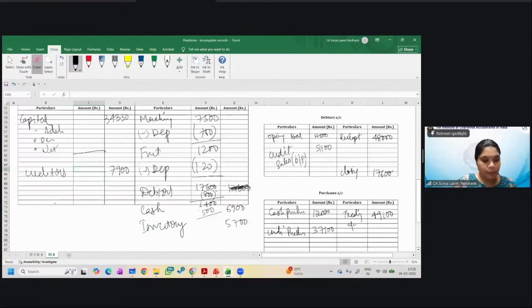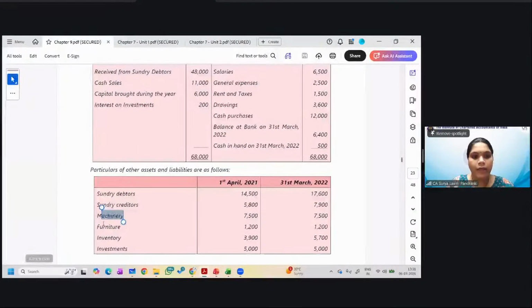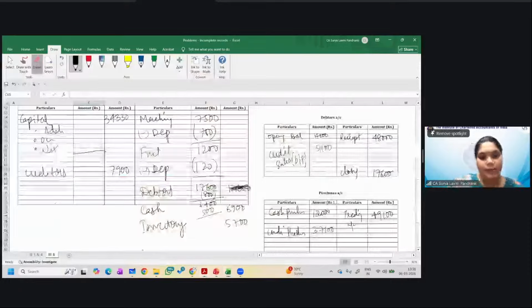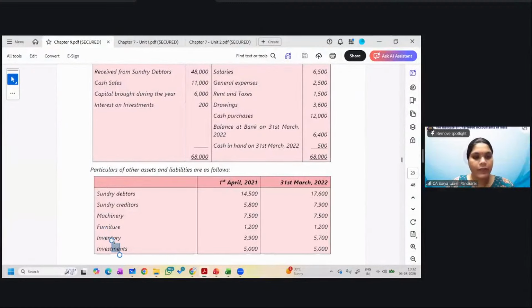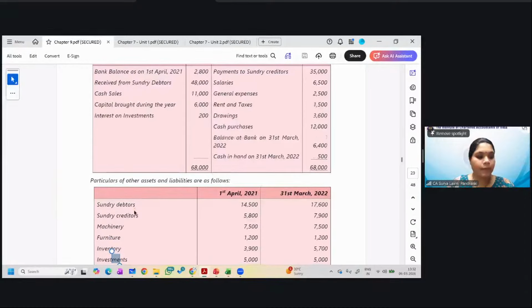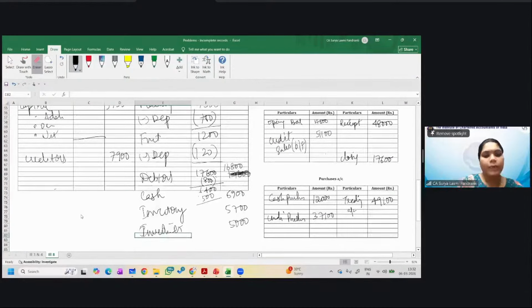How much will be the debtors' value collected? Yes. So we have taken machinery, we have taken furniture, inventories is done. Okay, investments is missing. Let us take investments. 5,000. We have taken investments, inventory, furniture, debtors, creditors. Okay. We have taken capital also. So I think it should match. Calculate if it is matching. Total. Total them and see if it is tallying.